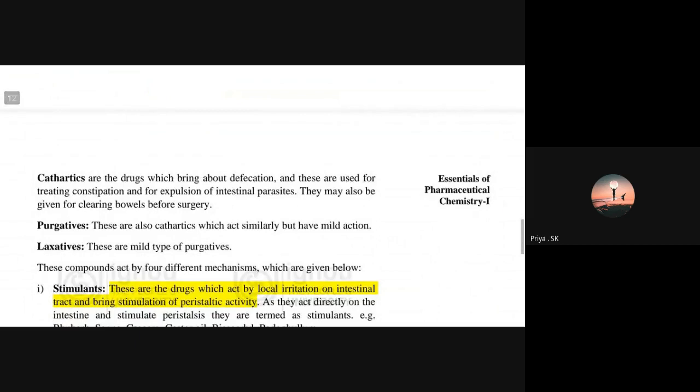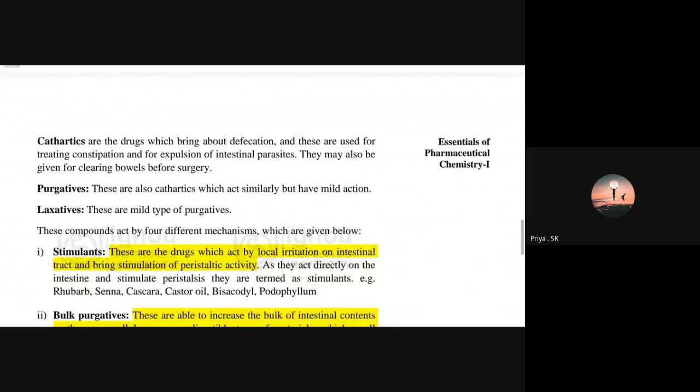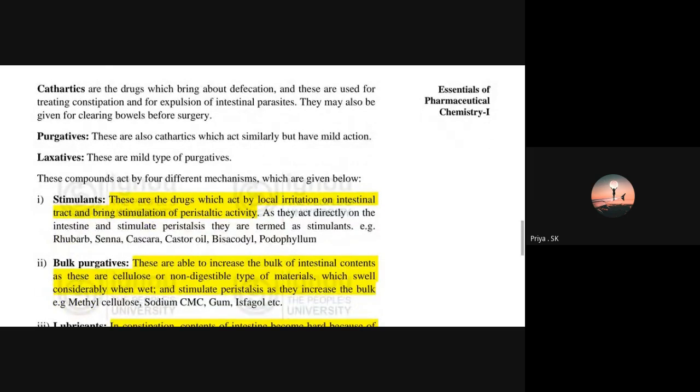Cathartics are drugs which bring about defecation, and these are used for treating constipation and for expulsion of intestinal parasites. They may also be given for clearing bowels before surgery. What are purgatives? Purgatives are also cathartics which act similarly but have mild action. Now, milder types of purgatives are called laxatives, which increase the amount of feces, and the peristaltic movement also increases so that the person is not constipated and is able to defecate. These compounds act by 4 different mechanisms, which are given below.